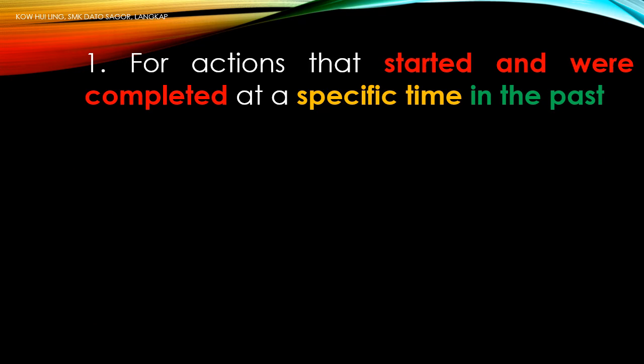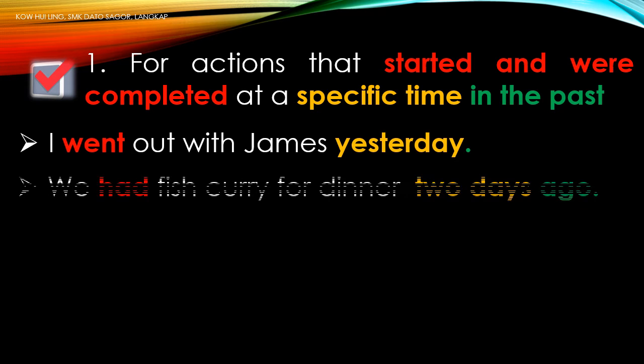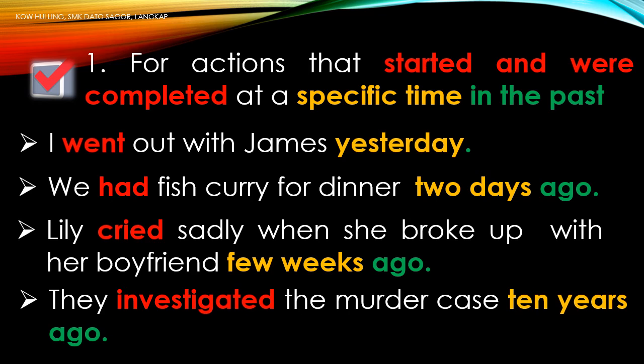For actions that started and were completed at a specific time in the past. Let us take a look at some examples. I went out with James yesterday. We had fish curry for dinner 2 days ago. Lily cried sadly when she broke up with her boyfriend few weeks ago. They investigated the murder case 10 years ago.